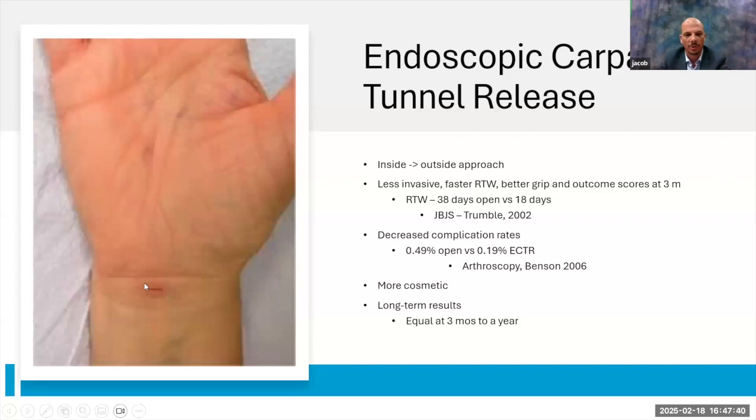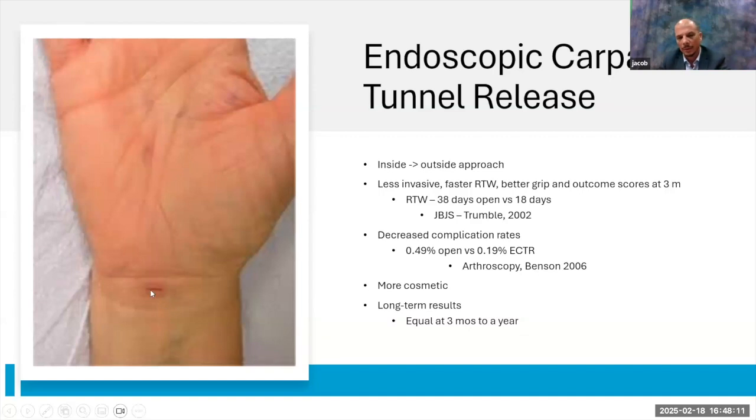This is the finished product here. It's just this small incision at the wrist. When they looked at this in studies, it gets you back to work faster. It gets you back to your normal activities faster in comparison to that open incision, in particular the mini open within the palm. There's also good studies. This is one that was written by one of my fellowship mentors, Dr. Benson, sharing that it's actually safer. There's less complications. There's lower infection with doing the carpal tunnel release endoscopically or with the camera.